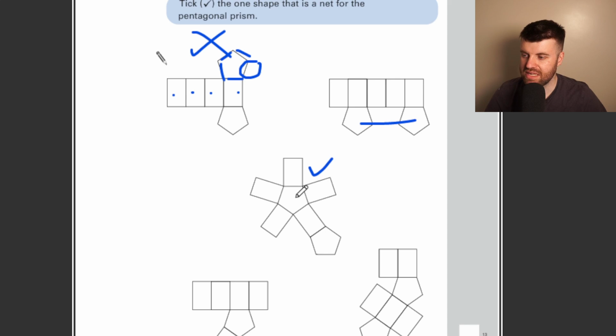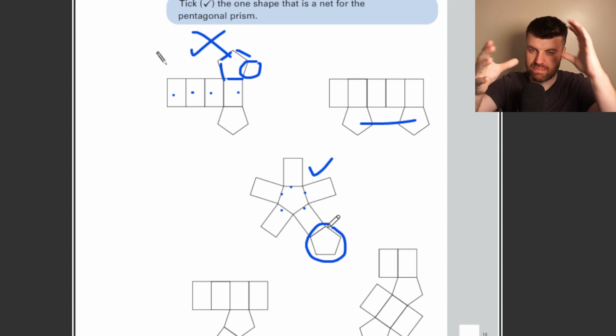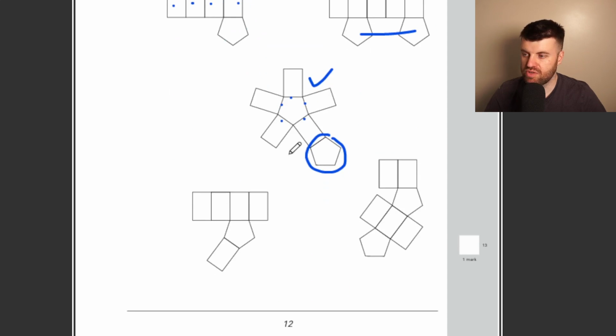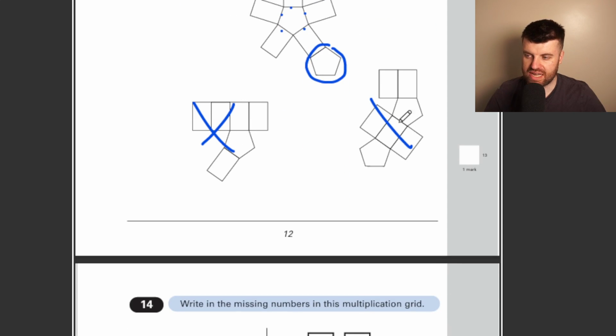It is this one in the middle, because if you think about it, this pentagon has 1, 2, 3, 4, 5 rectangles coming off, and this would be the cap on the top. Imagine it folding over and perfectly fitting on top. It says tick one shape, so as soon as we know it's this one, we don't even need to check these ones. Don't waste time. So still 20 years ago, those methods of just don't waste time, move on, they were still really important.